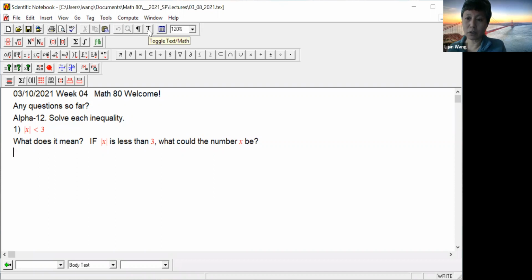In this case, the answer is not unique. You have many, many solutions. For example, if x equals 0, the absolute value of 0 is less than 3, that's true. If x equals 2, the absolute value of 2 is less than 3, that's also true. If x equals -5, whoops, that's not true. The absolute value of -5 is 5. That's not true.